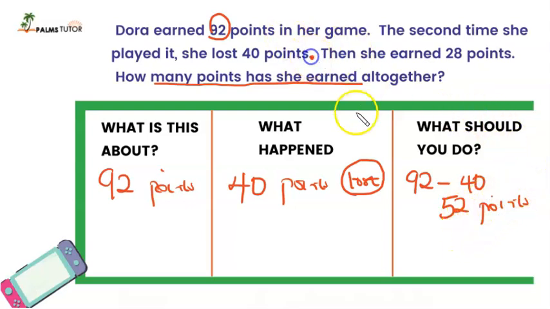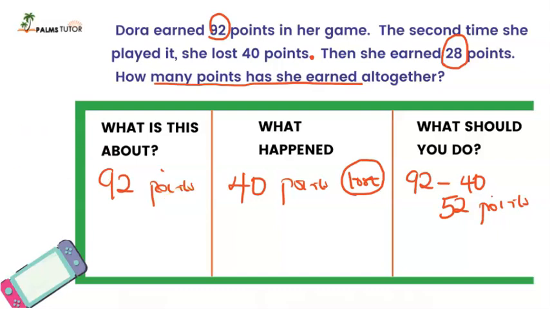We have only stopped here. So this says, then she earned 28 points. Woo! That means she played again. And then now she earns 28 points. How many points has she earned altogether? So now we have more. Is that not so? She has 28 points.